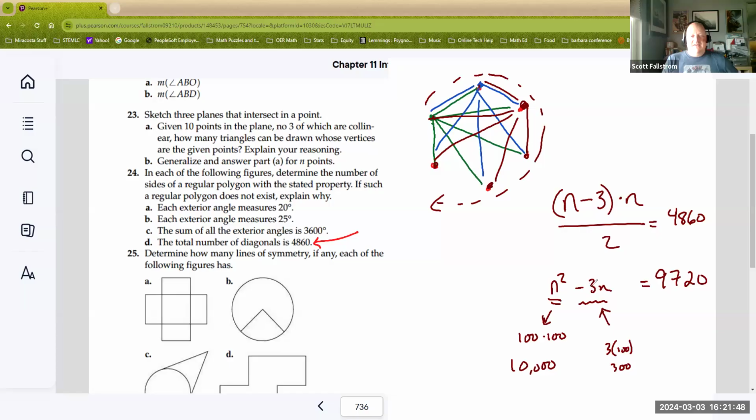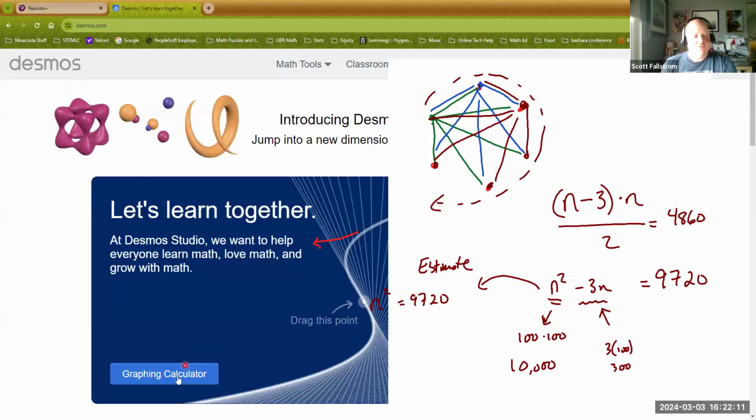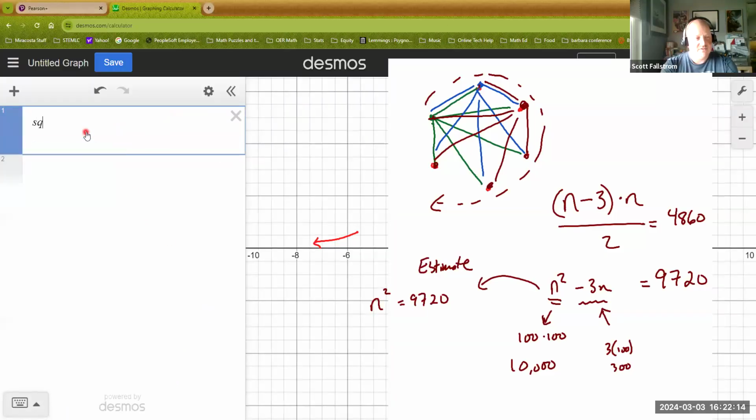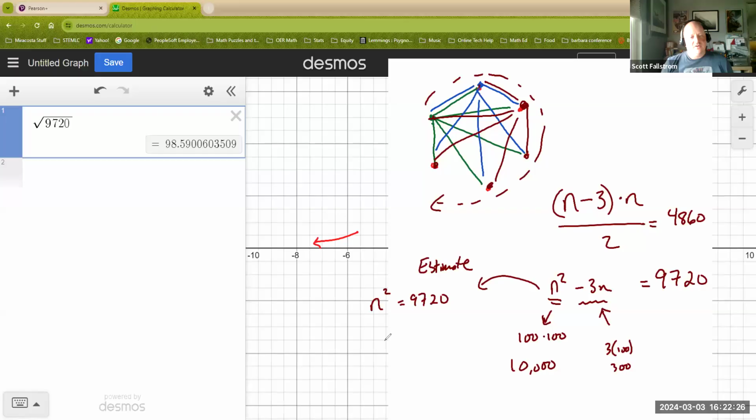So my guesstimate for this, I'm going to estimate quickly. I'm just going to look at the n squared. What square number is really close to 9720? And if I were you, jump into Desmos or whatever you have. Desmos, we'll do graphing calculator over here, and we'll see here, square root of 9720. And it says here it's 98.59. Okay, so what does that tell us? It tells us we're pretty close. We're going to say n is pretty close to 98.